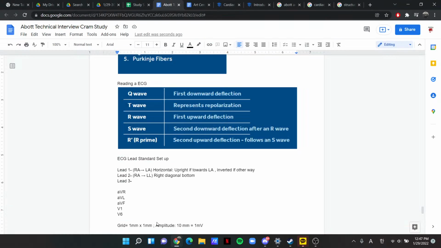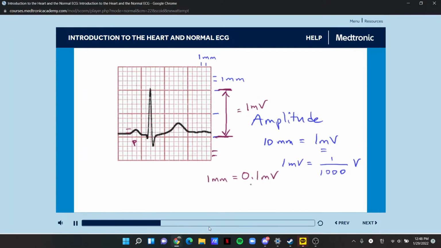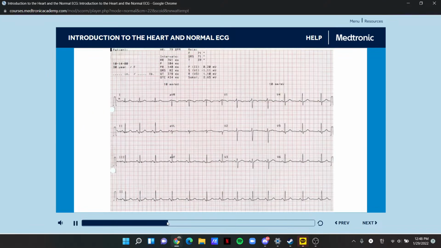Now you can start to make measurements that way. If you look at the size of this P wave, it's about one small box high. So this P wave is about 1/10 of a millivolt in amplitude. The QRS complex, however, is just over 12 millimeters high. From here to here is 10 plus an additional 2, and 12 millimeters would be equal to 1.2 millivolts. So that's how you can measure the 12-lead electrocardiograph signals.